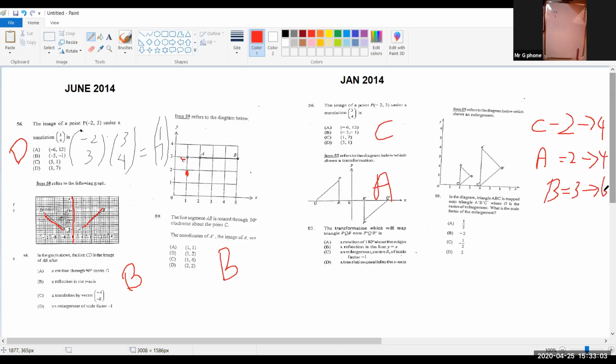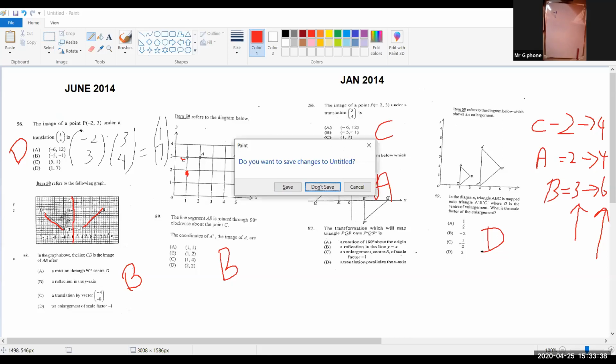So what do you all think the scale factor there is? What, when multiplied by these, gives us those? 2. Correct. So D is the answer. Any questions? No. All right. So let's try our next set of questions.